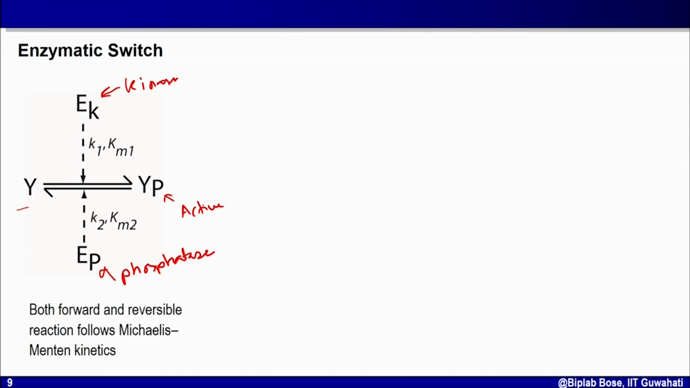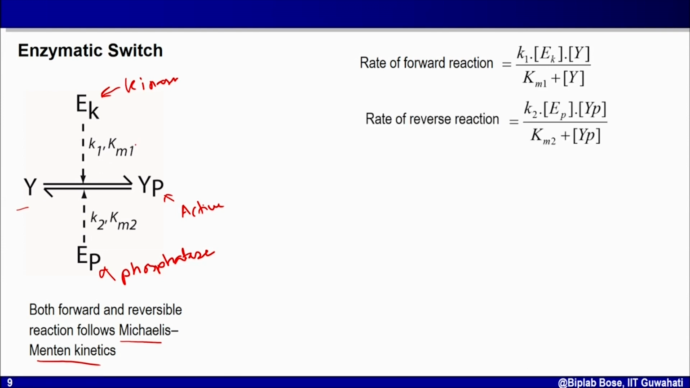And assume that both these reactions, forward and backward reaction, follow Michaelis-Menten kinetics. And as I said, Michaelis-Menten kinetics has two parameters. One is the Kcat, another one is the Michaelis-Menten constant. So for this forward reaction, Kcat is, suppose, K1, and the Michaelis-Menten constant is, suppose, Km1. For the reverse reaction, K2 is the Kcat, and Km2 is my Michaelis-Menten constant.